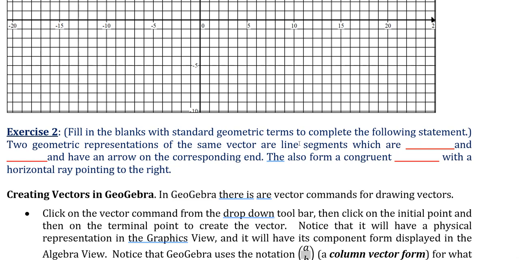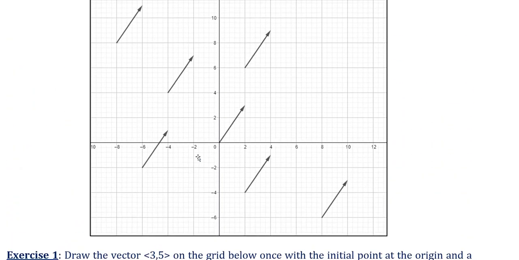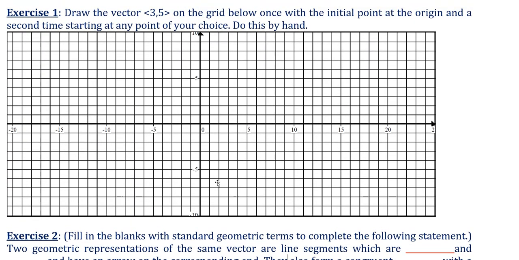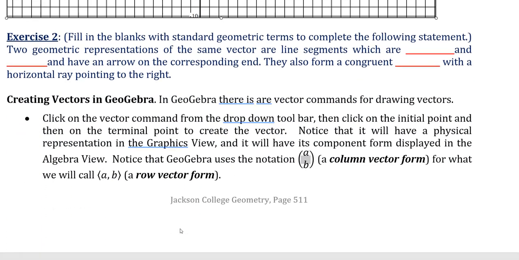And they also form a congruent blank with a horizontal ray pointing to the right. So if you put a horizontal ray, what can you say that they form there that's congruent from each one of these? So see if you can come up with it. These are real standard words that we use in geometry all the time.